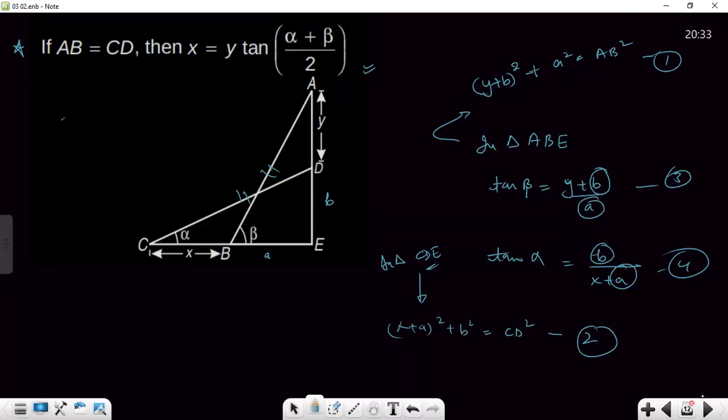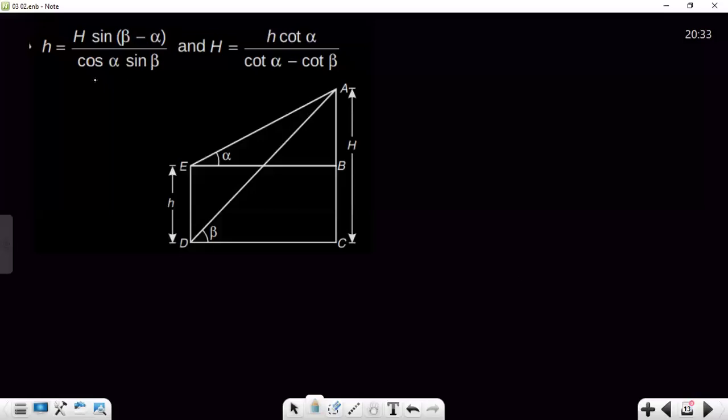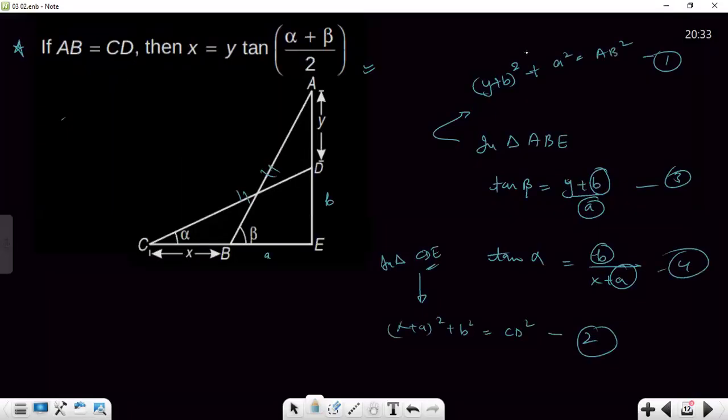Because in questions, what will be happening? You will have real values here for y. You will have real values for a and b. So they will be easy to eliminate. Here we have to write their values and their variables multiple times. Then we will be able to eliminate them. And when it becomes a number, then it is easier for us.